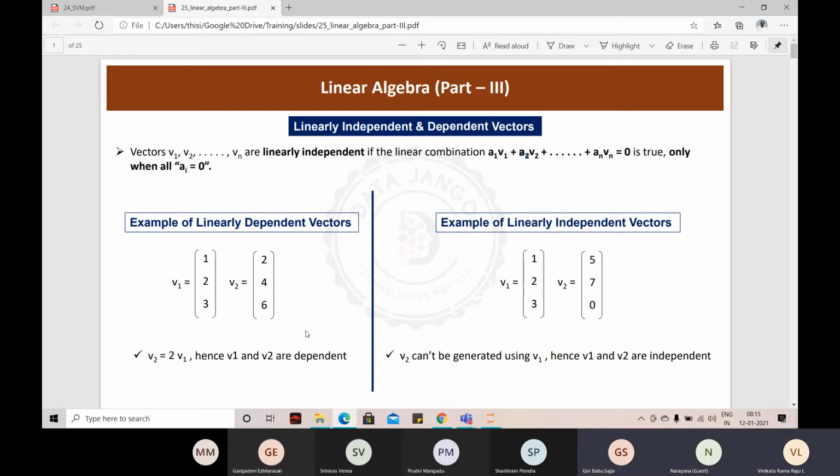Yes, sir. So the 2, right? A1 is 2 and A2 is 1. A1 is 2, A2 is 1. So there are coefficients which make the linear combination, we call it a linear combination, 0. Then you call those vectors linearly dependent. When a linear combination becomes 0, you call those vectors linearly dependent.